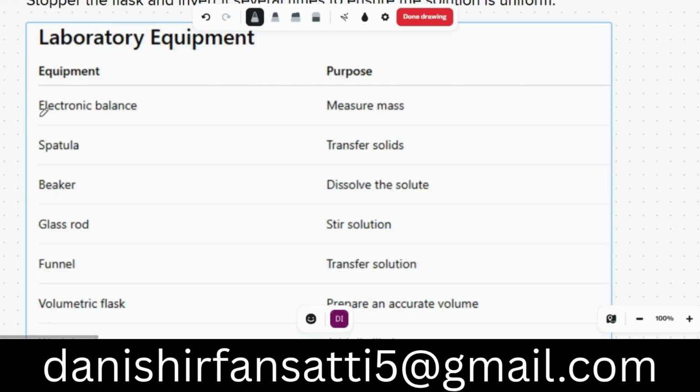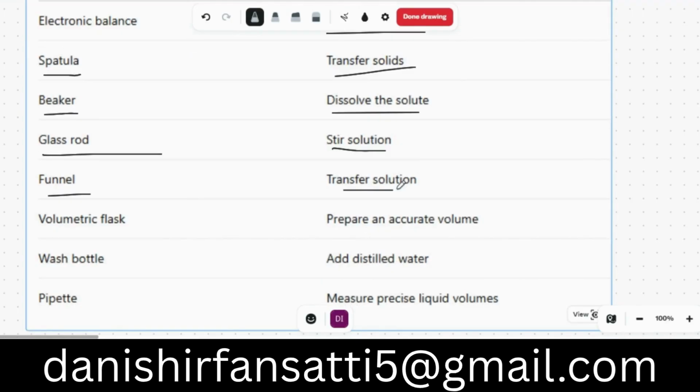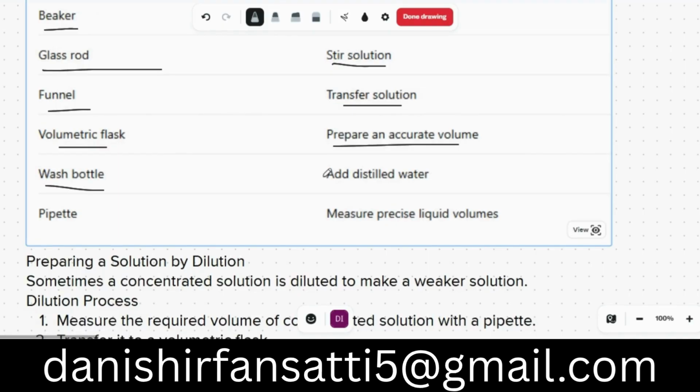So the equipment and their purpose. Electronic balance to measure mass, spatula to transfer solid, beaker to dissolve the solute, glass rod to stir the solution, funnel is used to transfer solution, volumetric flask is used to prepare an accurate volume, wash bottle to add distilled water, pipette is used to measure precise liquid volume.